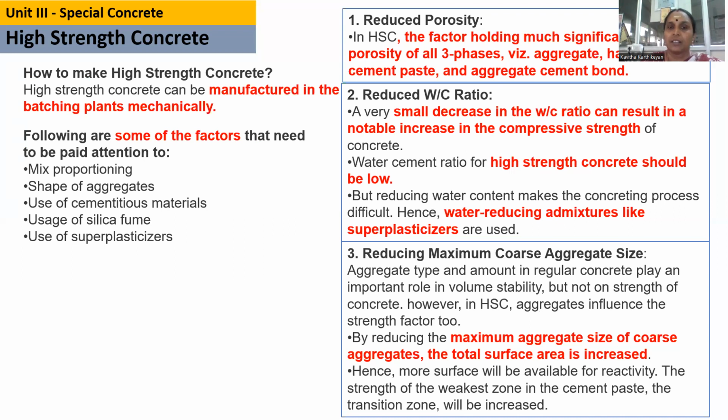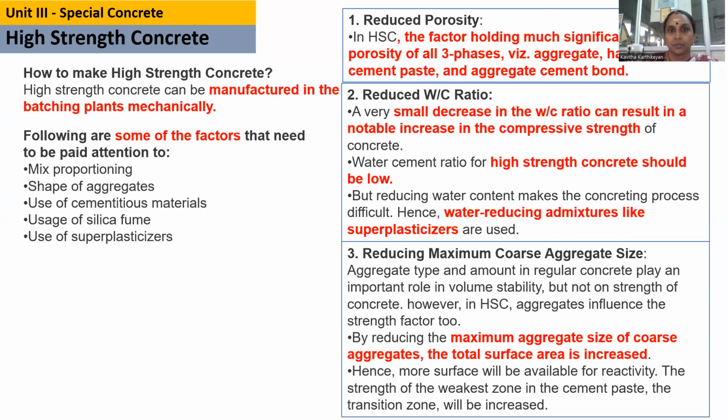The second factor is reducing the water cement ratio for high strength concrete. It should be around 0.3, and this will reduce the workability. But to enhance the workability, we use water reducing admixtures like superplasticizers. Next, we have reducing the maximum size of the coarse aggregate. This helps in additional bonding and reducing the porosity. The maximum size of the coarse aggregates is reduced to around 10 to 20 mm only. That is another strategy used for preparing high strength concrete.